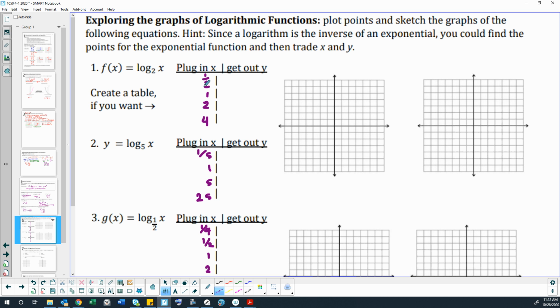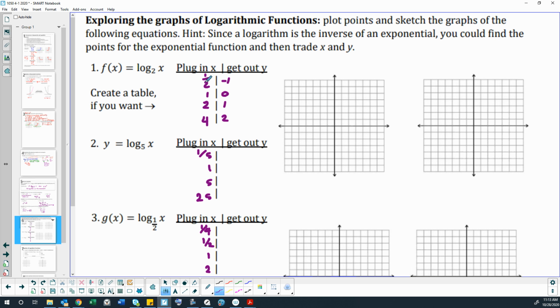So 1/2 is a power of 2, because it's a -1 power, right? If we do 2 to the -1 power, we get 1/2. And then 1 is always a power of any base, because anything to the 0 power is 1. So that's just your intercept that you always want to have. And then 2 is a power of 2, because 2 to the first power is 2, and 4 is a power of 2, because 2 to the second power is 4. So I chose my x values by choosing numbers that were powers of the base 2. So 1/4 would be another one, 8 would be another one, 16 would be another one.